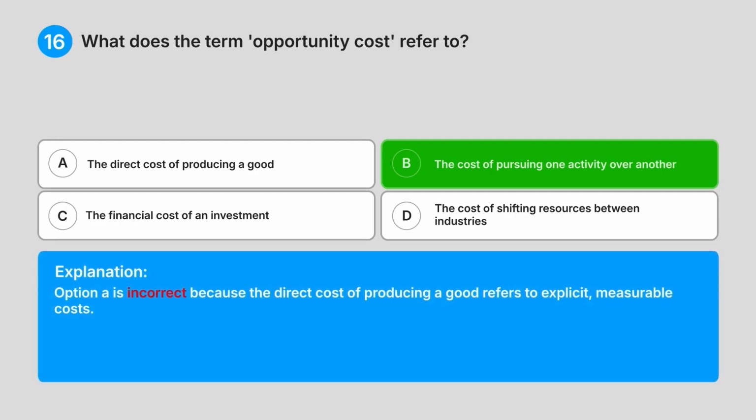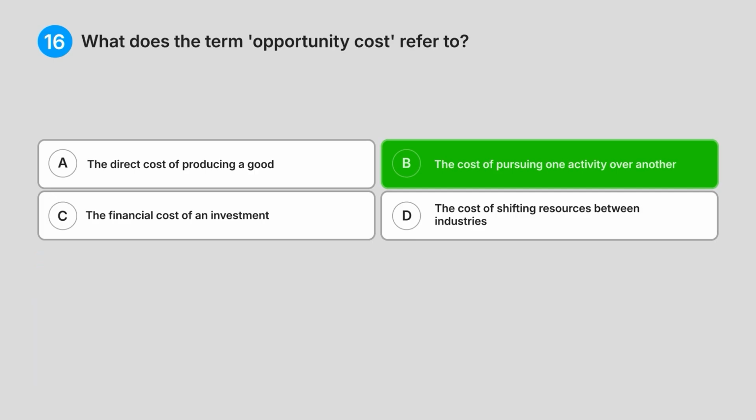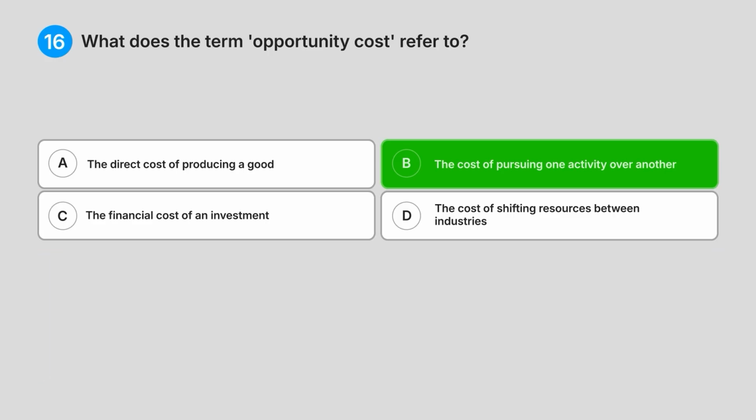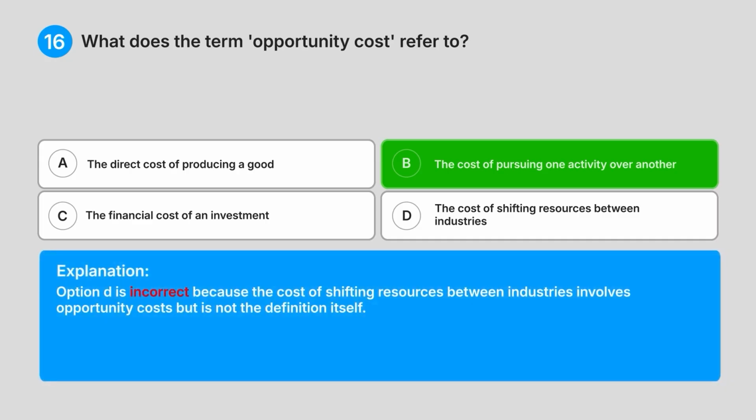Option A is incorrect because the direct cost of producing a good refers to explicit, measurable costs. Option C is incorrect because the financial cost of an investment is an explicit cost, not the value of the foregone alternative. Option D is incorrect because the cost of shifting resources between industries involves opportunity costs, but is not the definition itself.